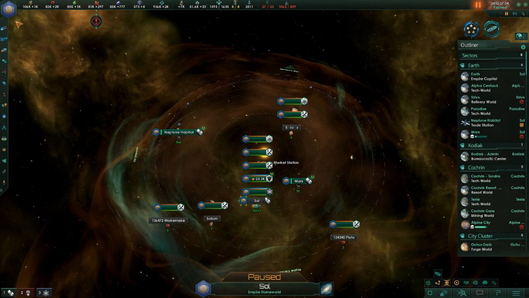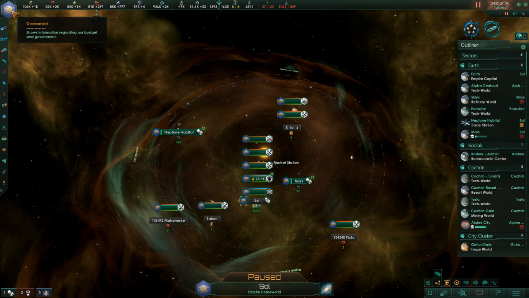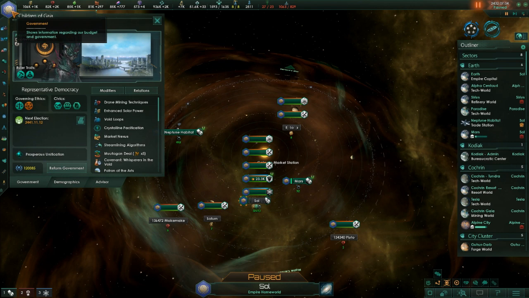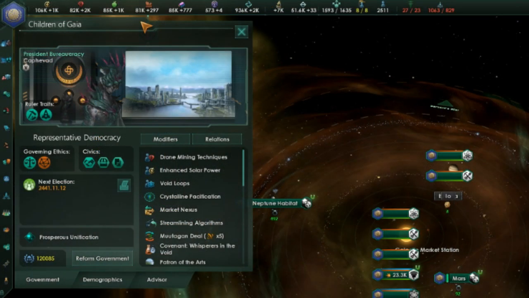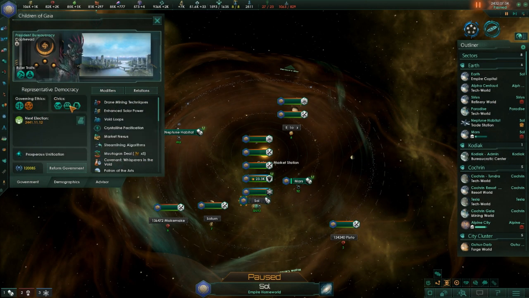To begin our video, let us begin with the left side here, beginning with the symbol of your government. Now, when you look at this government interface, it gives you the base information. What is the name of your government? Who is the president? What are the ruler's traits? What are your governing ethics? What type of government do you have? A democracy? An oligarchy? A dictatorship? What kind of civics do you have? When is the next election?